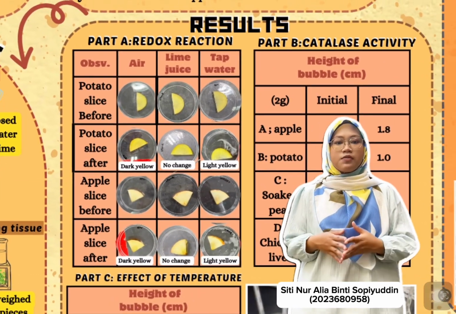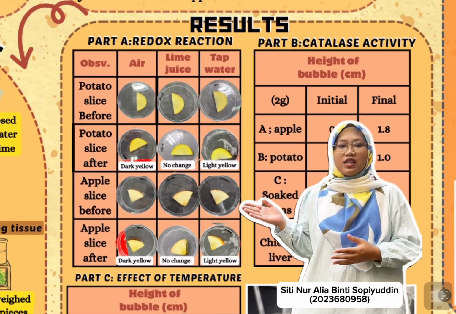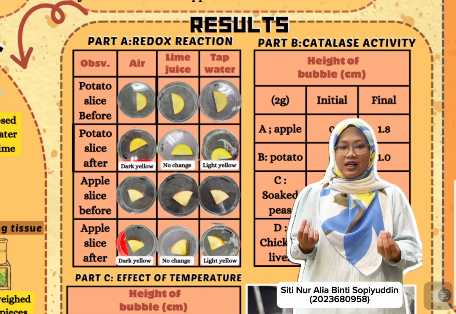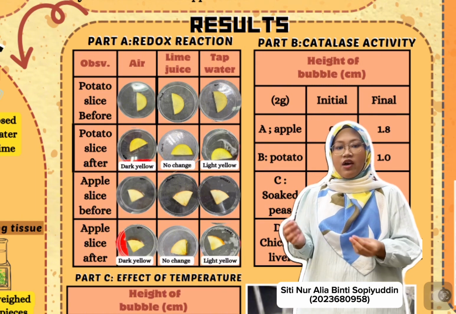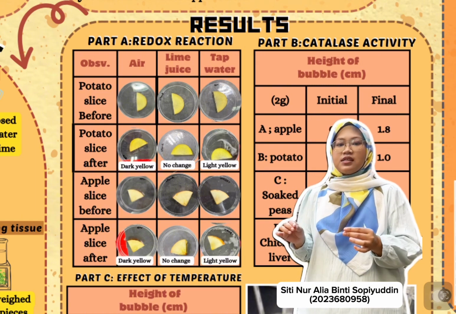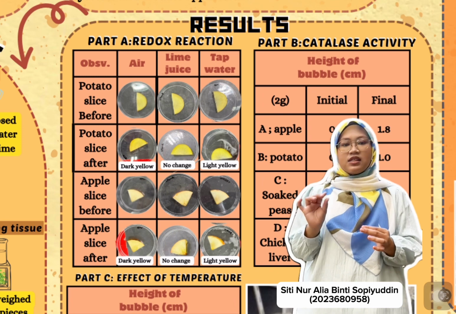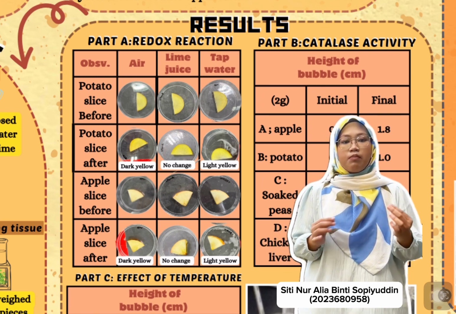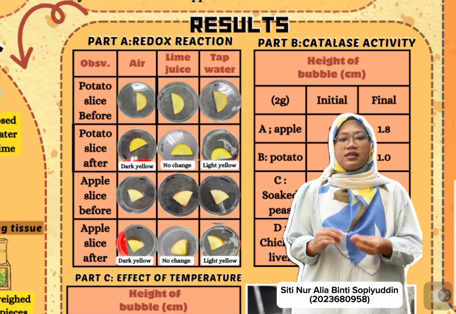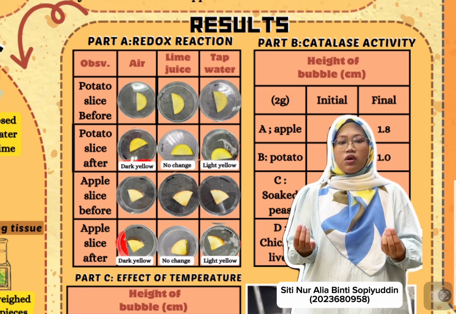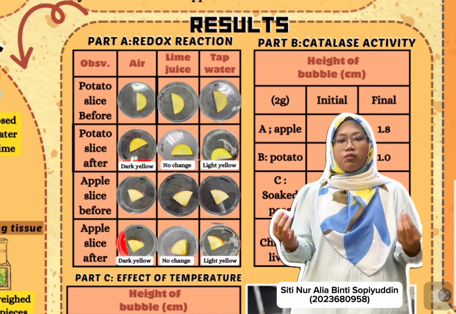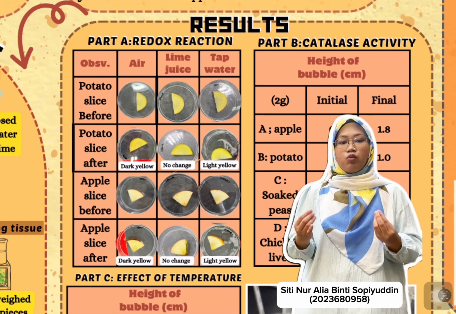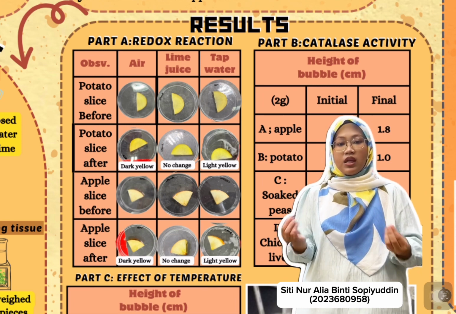On to the result of experiment 1, part A, which is observation of redox reaction. We were able to observe that slices of potato and apple that were exposed to the air had the most visible color change, where they became darker yellow in color. Meanwhile, slices exposed to water have only a slight change in color. Slices exposed to lime juice had the lightest change in color, which appears to be the same as initial. The color changes happen due to enzymatic browning, when the enzyme polyphenol oxidase produces quinones that react with amino acids to produce brown melanin. Meanwhile, slices coated with lemon juice, an acid with low pH and antioxidant, inhibit the oxidation reaction.